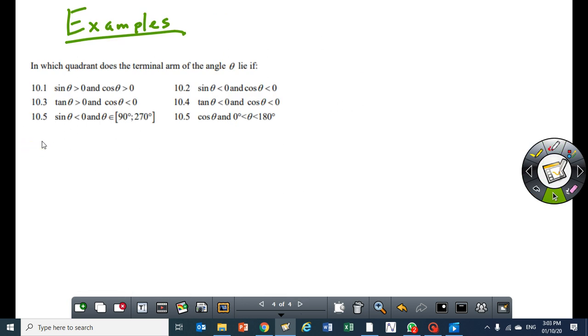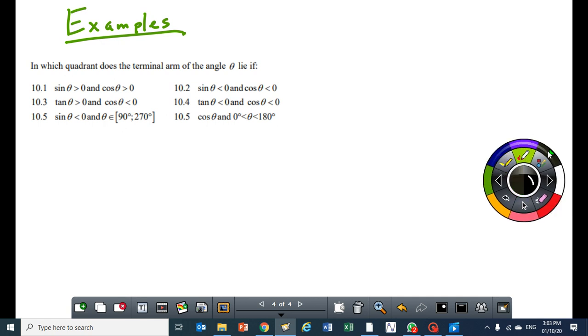So 10.1, it will be first quadrant. Then, it's along the x-axis. Generally, it can be possible, but when you are doing questions of this nature, we don't put it on the y-axis or x-axis, but it can be.